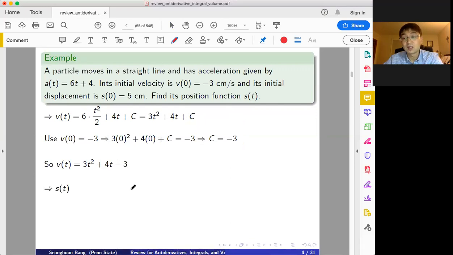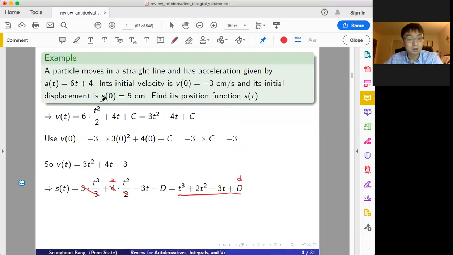Next, find s of t. s of t is the antiderivative of velocity. So we have this one. You have to keep 3. The antiderivative of t squared is t cubed over 3. You can keep 4. The antiderivative of t is t squared over 2. The antiderivative of -3 is -3t plus constant d. How can you find d? So simplify here, cross out. So we have this result.